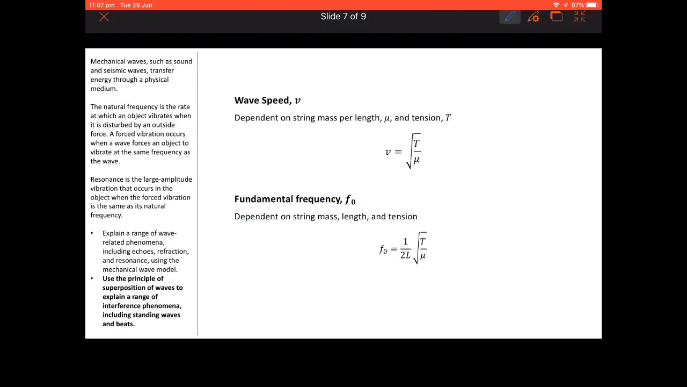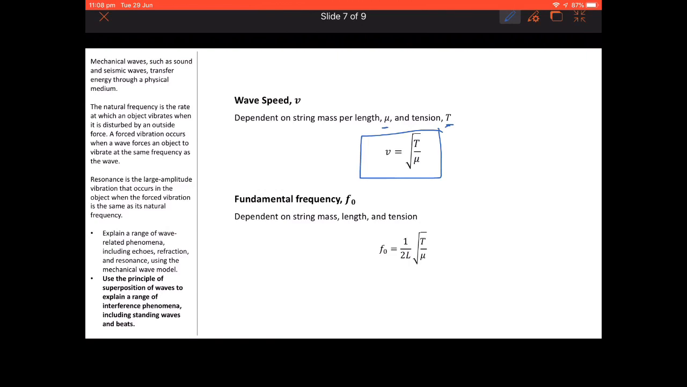Wave speed is dependent on string mass per length, and this quantity is represented using mu, which is the U with a tail on it, and it's also dependent on tension, which is represented just with a T. The rule that connects these is velocity is equal to the square root of tension divided by mass per length.